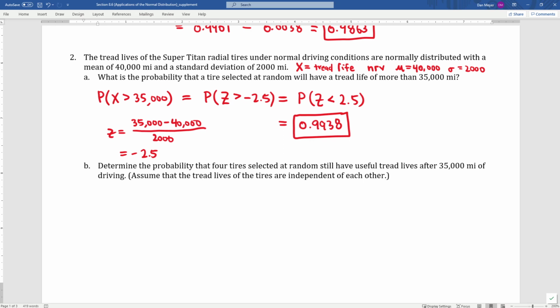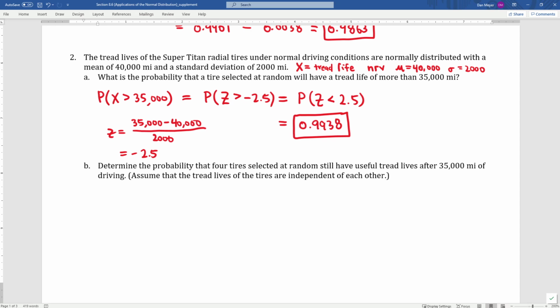Okay, part B, determine the probability that 4 tires selected at random still have useful tread lives after 35,000 miles of driving. Assume that the tread lives of the tires are independent of each other. So this is a little bit of a trick question here. Kind of shows up out of the blue. We actually have a different random variable going on here.